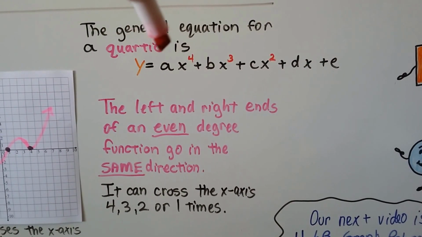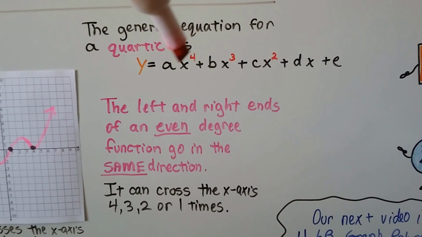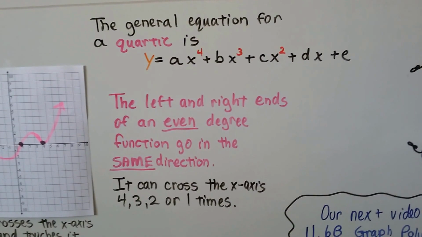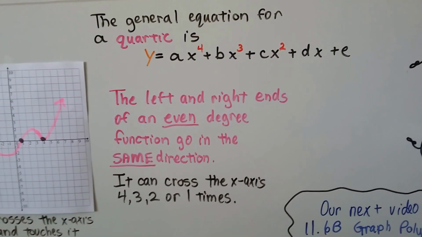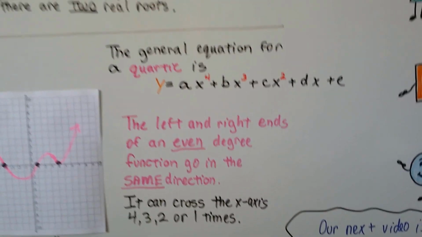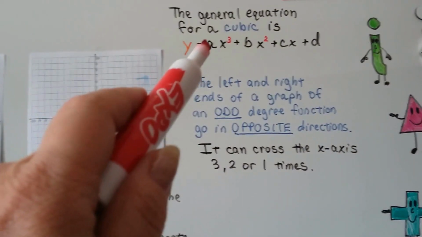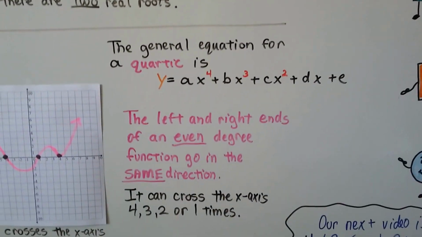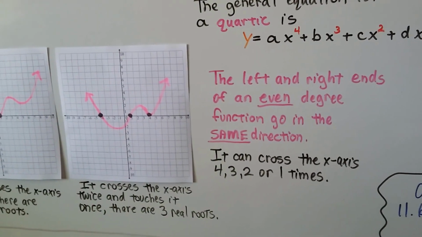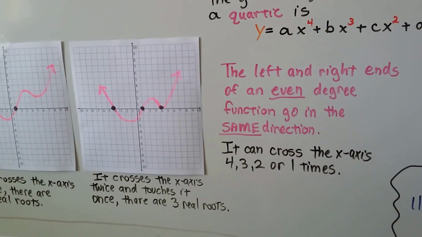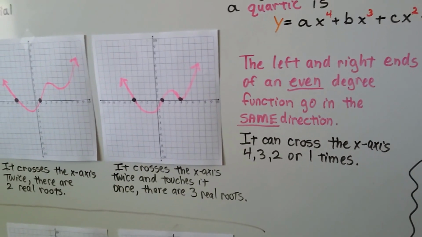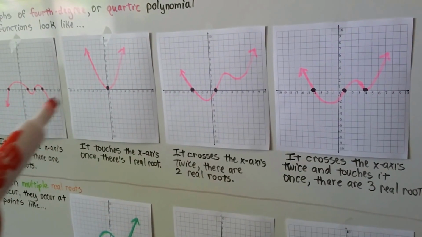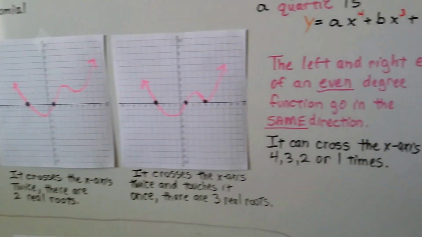And the general equation for a quartic is y equals, see now we have e at the end, and it's to the 4th here for our leading coefficient, isn't it? We've got ax to the 4th plus bx to the 3rd plus cx squared plus dx plus e. Where this one, for the cubic, had ax to the 3rd as its leading term. And for the quartic, the left and right ends of an even degree function go in the same direction. These are both going up, these are both going up, these are both going down. They're going in the same direction.